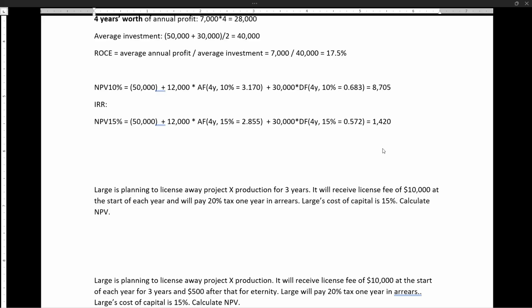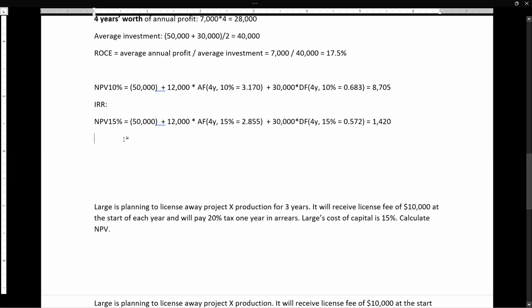Okay, so finally, with the answer, it's going to be 1,420. And to calculate internal rate of return, we are going to take a lower rate, that is 10%. Then we are going to take the NPV that is calculated at a lower rate. So it's 8,705. Then we are going to divide by the difference of NPV calculated at lower rate minus NPV calculated at higher rate. And that would be multiplied by the difference in the rates.